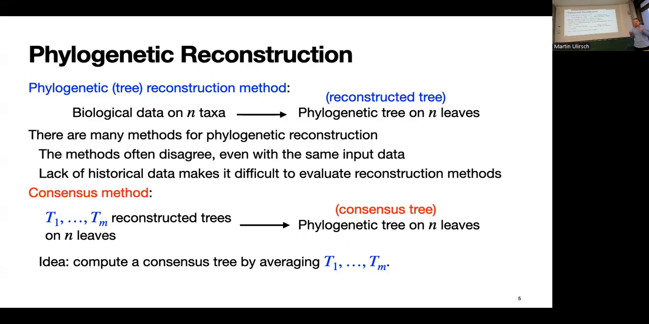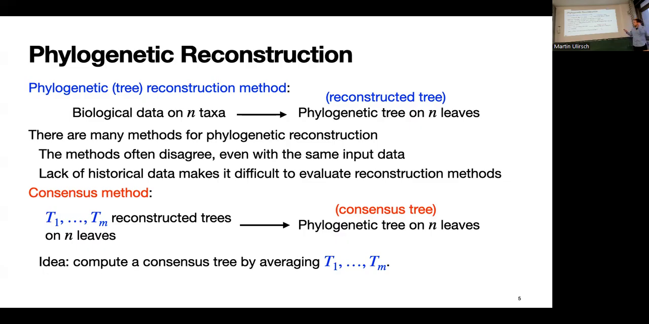Now, there's a ton of ways to do this, and they usually disagree even when you give them the same input data. And it's also really difficult to evaluate which ones are working the best because we don't know the ground truth about the tree. In particular, we rarely have historical data on the interior nodes of the tree. So usually we only have the data at the species leaves, and there's no way to check whether this method recovered the right tree in my experiments.